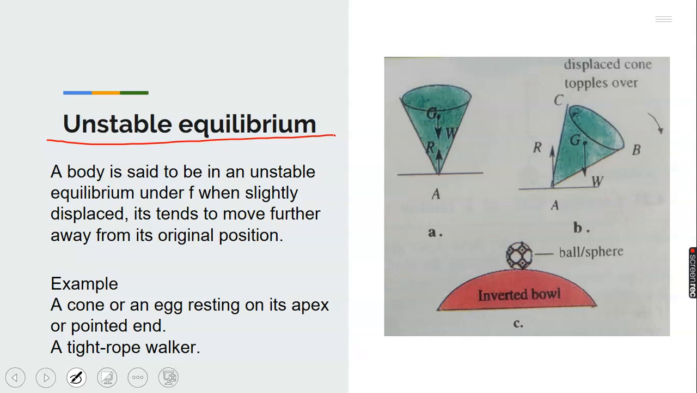A body is said to be in unstable equilibrium if, when slightly displaced, it tends to move further away from its original position.